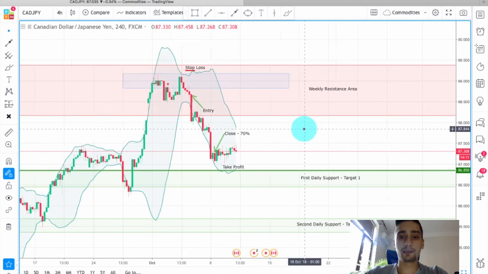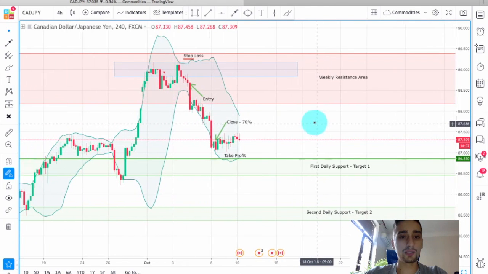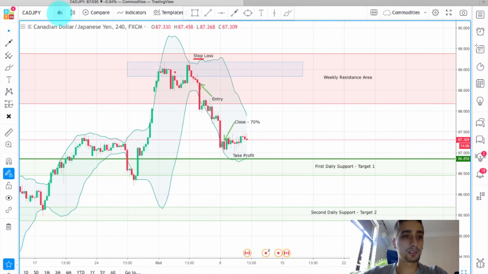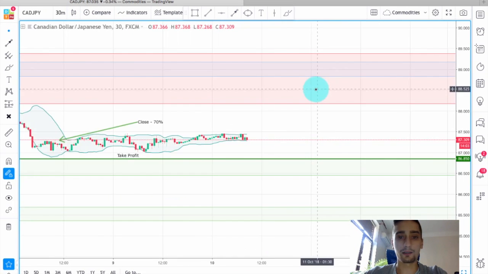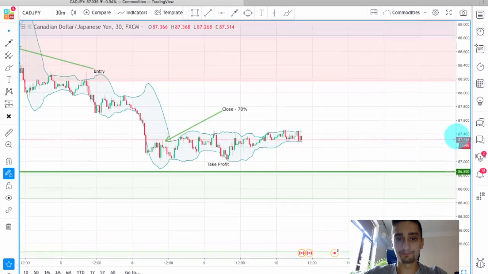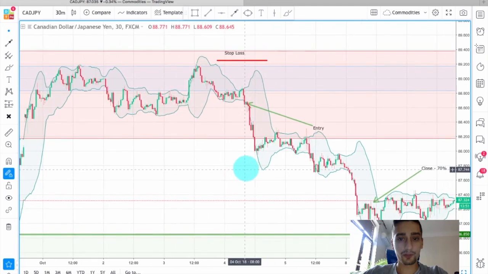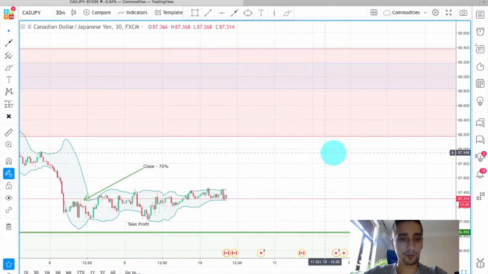Now this is the live graph, the H4 graph. I'm going to switch to the M30 as we took the trade there, so we can see what happened and how the trade itself developed. You can see where my entry was placed.